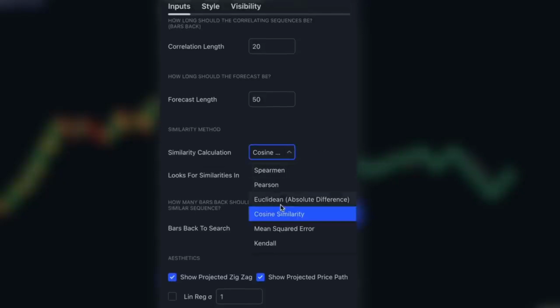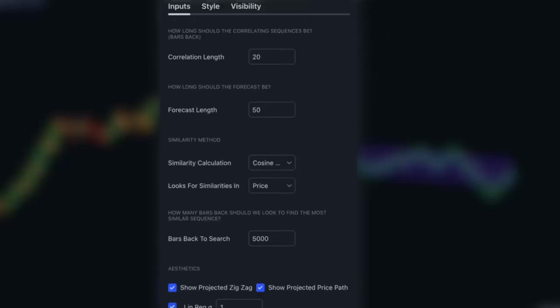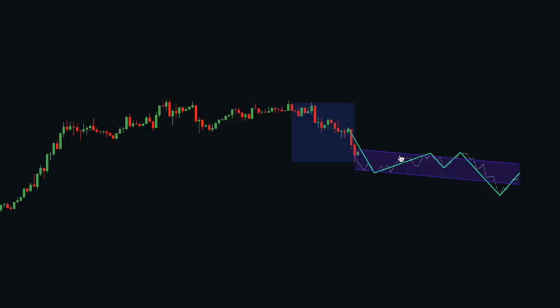This means you can predict future long-term market bias. The indicator also employs various statistical measures to find the most similar historical price sequence to the current situation, including Spearman, Pearson, absolute difference, cosine similarity, mean squared error, and Kendall coefficients. It includes a forecasted linear regression channel, adding another layer of analysis by showing potential support and resistance levels based on past price movements. Linear regression can be enabled in the indicator's inputs. Here, you can also change the similarity calculation and more.